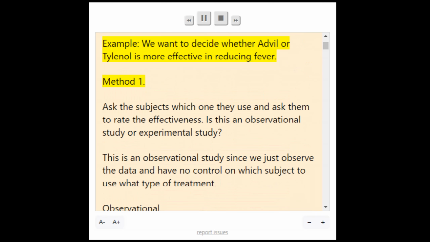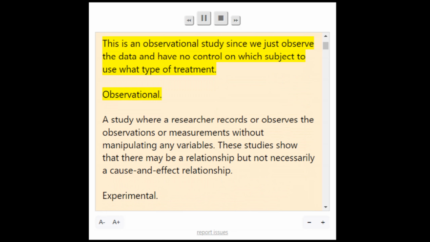Example: we want to decide whether Advil or Tylenol is more effective in reducing fever. Method 1. Ask the subjects which one they use and ask them to rate the effectiveness. Is this an observational study or experimental study? This is an observational study since we just observe the data and have no control on which subject to use what type of treatment.